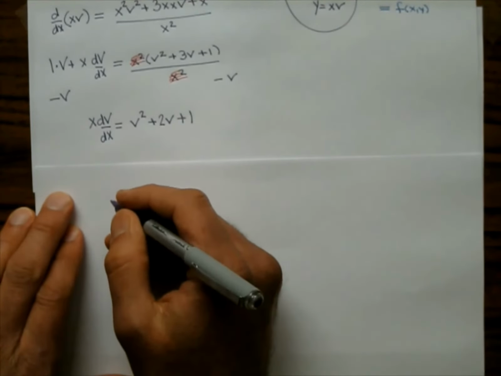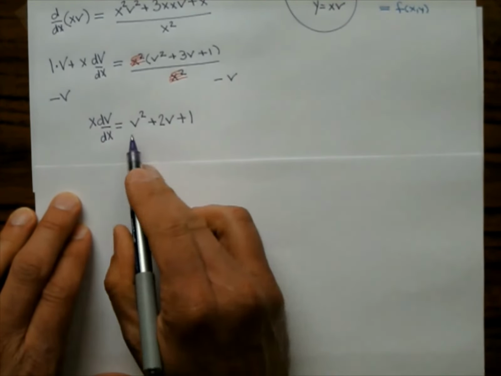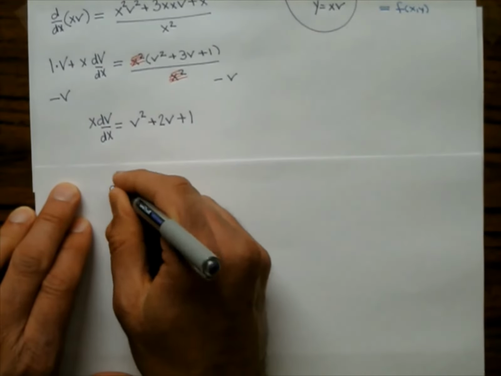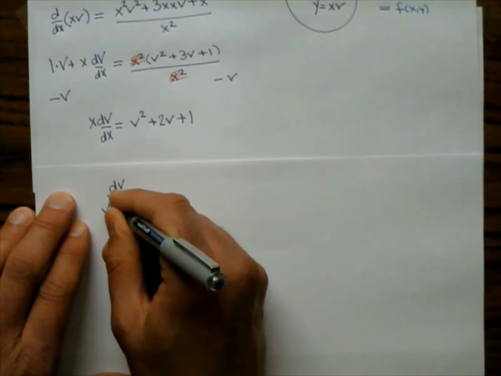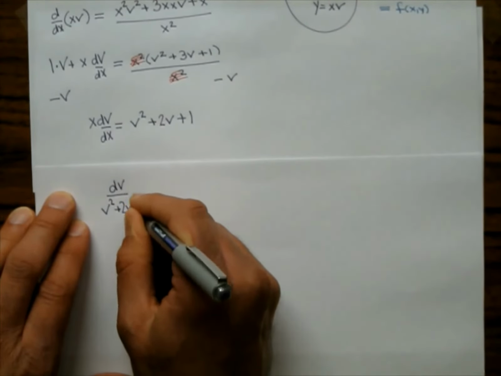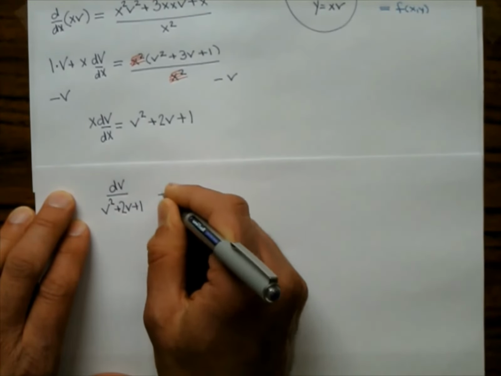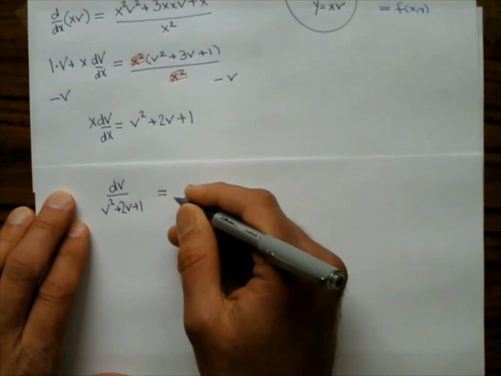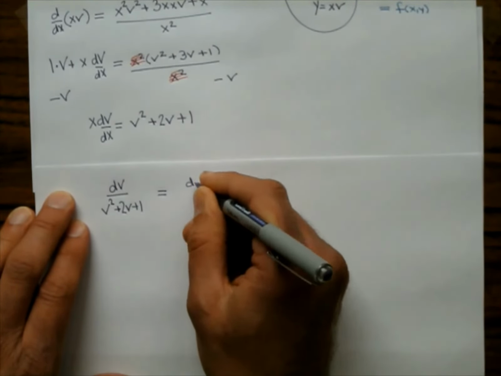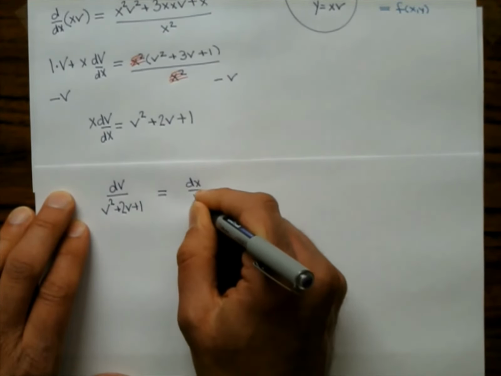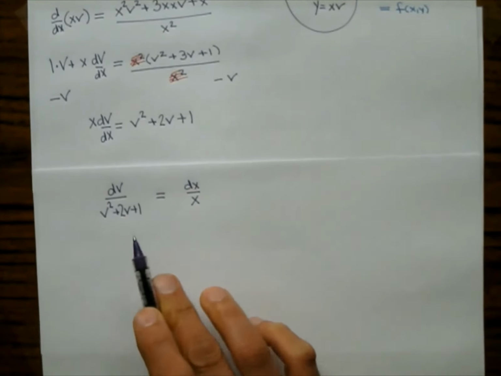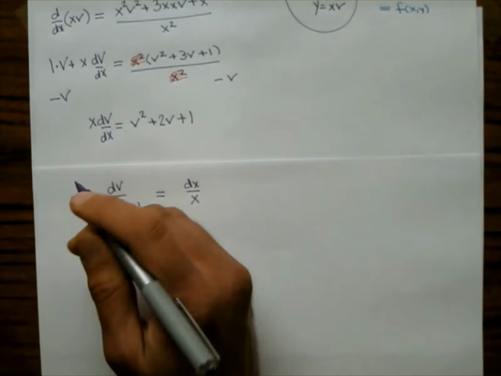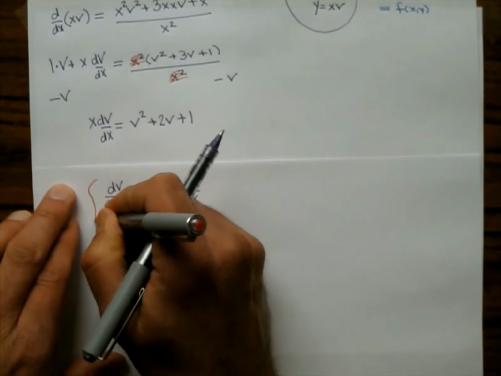So it says dv over v squared plus 2v plus 1 is going to equal dx over x. Okay, so it's separable, and my variables are x and v instead of x and y. I'm going to integrate both sides.